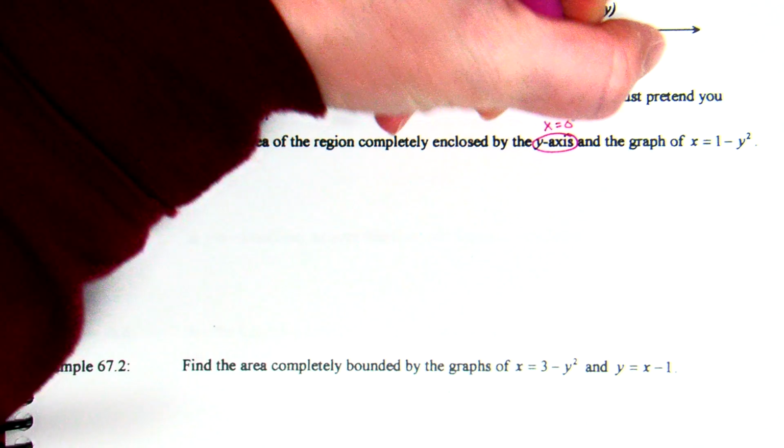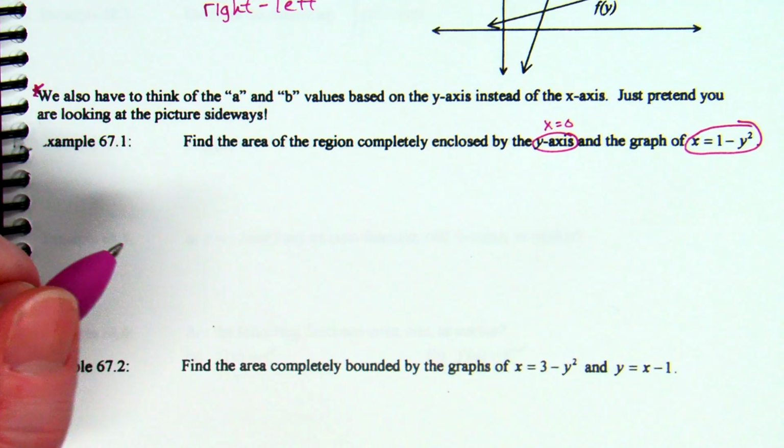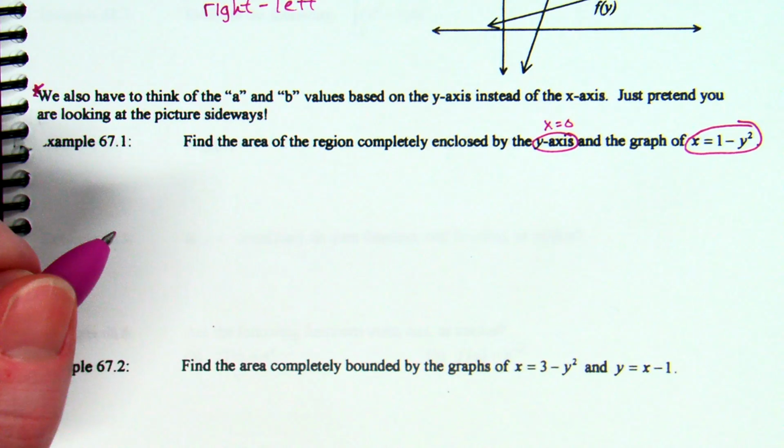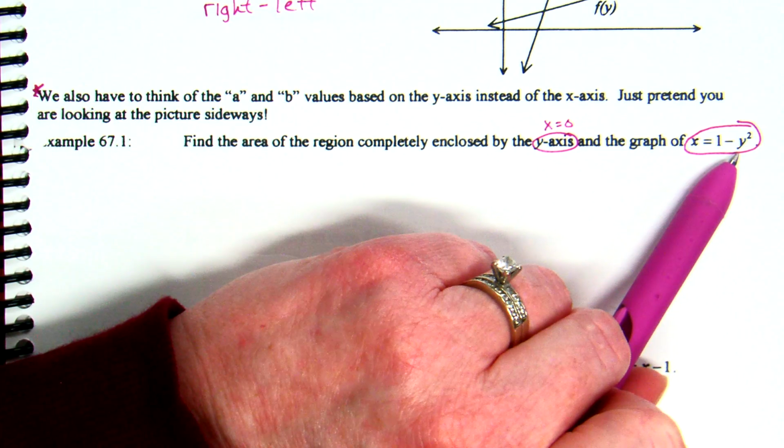That's going to be helpful to know here in a moment. And then the graph of x equals 1 minus y squared. Well, it's already solved for x in terms of y, so that will work well when we are setting up our integral. The problem is, can you visualize that picture? My recommendation is, let's solve this for y, because we need a picture to make this make sense. Sometimes you have to solve it one way or the other to make it work.